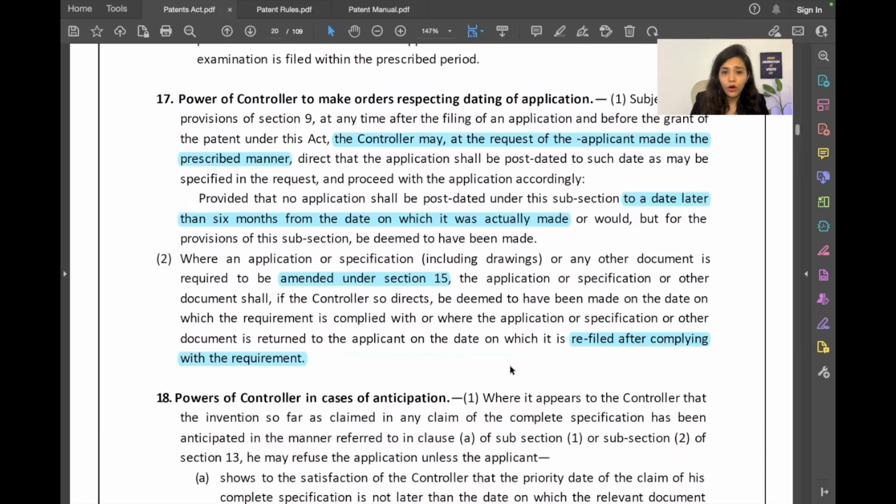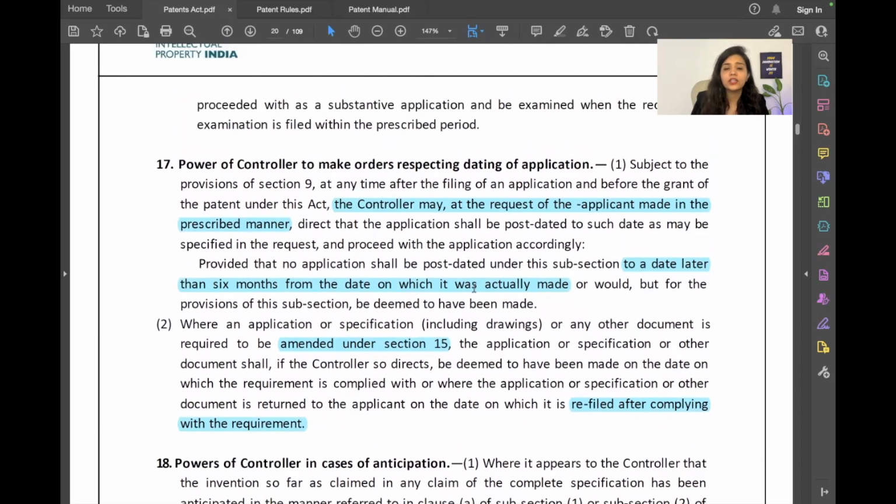Now, for post-dating, like we studied, an application can be post-dated for a period of 6 months, but it cannot be extended any further. To give you a scenario, which I think is mainly asked in exams as well: for example, you filed your provisional application on 1st April 2023. Now, ideally, you have to file your complete application by 1st April 2024. Now, for example, on 1st April 2024, you have not filed your complete application. Then what is the provision? What can you do?